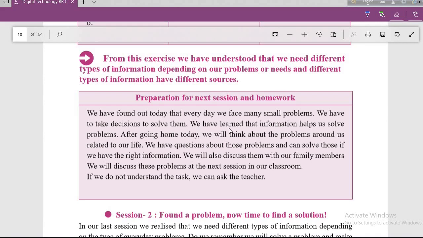After going home today, we will think about the problems around us related to our life. We have questions about those problems and can solve those if we have the right information. We will also discuss them with our family members. We will discuss these problems at the next session in our classroom. If we do not understand the task, we can ask the teacher.